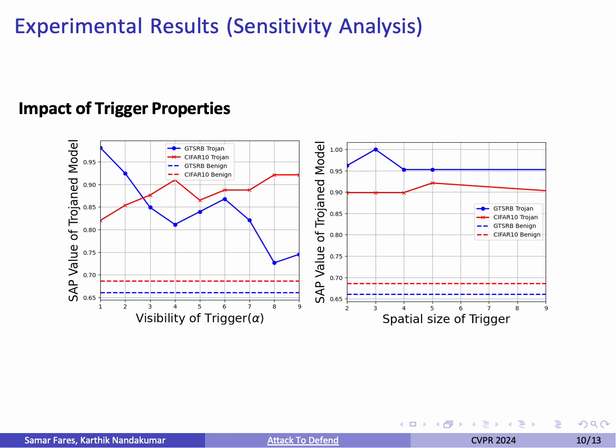We evaluated the effect of trigger transparency, visibility, and spatial size of the trigger on detection accuracy. The results in this table show that the poison models are detectable irrespective of the trigger size and visibility.